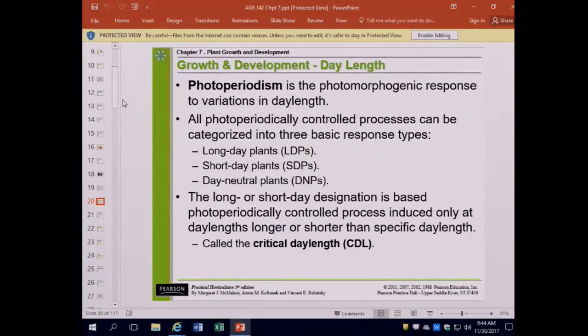Yeah, Tyler, that's what it is. Tyler said, was that the Christmas colored leaf plant? Yeah, but that's what it is. And poinsettia is a classic example of what we refer to as a short day plant.